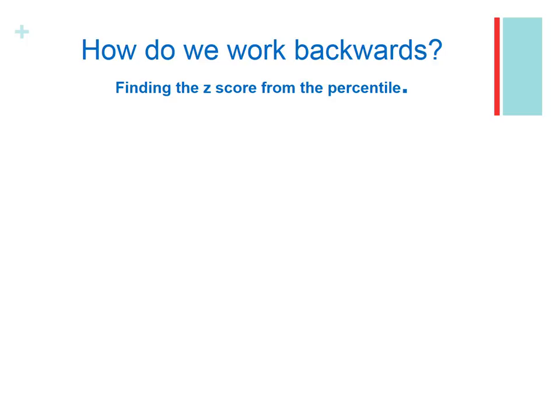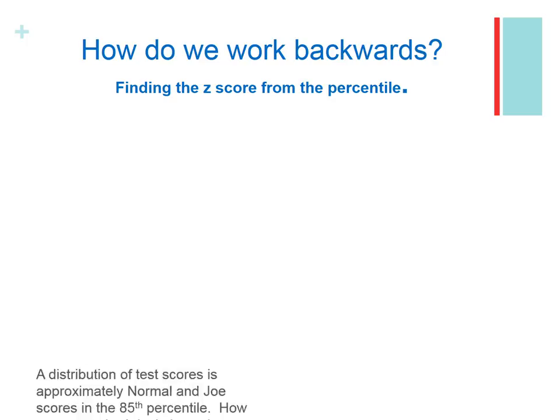Okay, so how do we work backwards? How can we find a z-score from a percentile? Just as a quick refresher, what does a percentile mean? A percentile, remember, means the area under the curve less than that specific number. If we're taking a look at z-scores from our table, when we find the area under the curve from a z-score, it's always the area to the left, which is the area that's less.